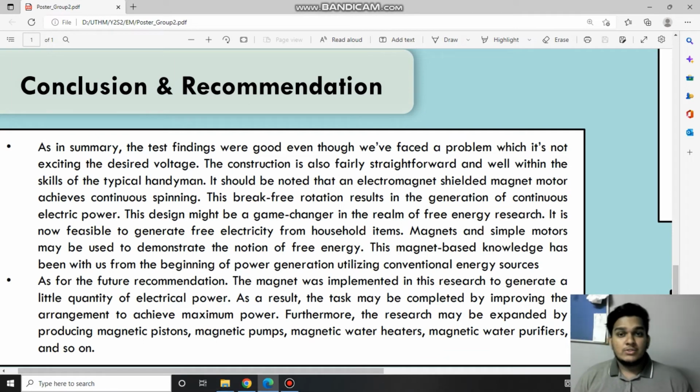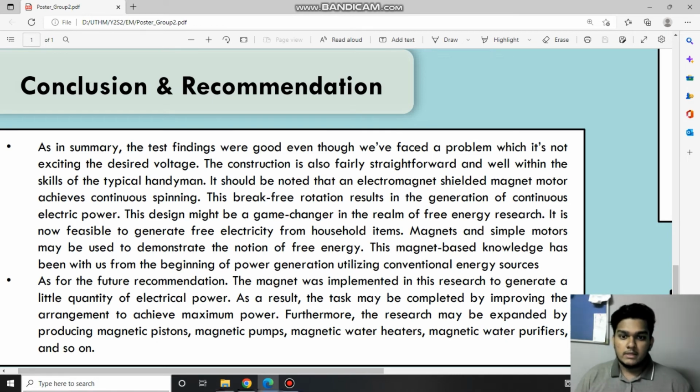Now I'm going to present to you the conclusion and recommendation for our project. In summary, the test findings were good, even though we faced a lot of problems in exciting the desired voltage. The construction is also fairly straightforward and well within the skills of the typical handyman. It should be noted that an electromagnet shielded magnet motor achieves continuous spinning. This break-free rotation results in the generation of continuous electric power.